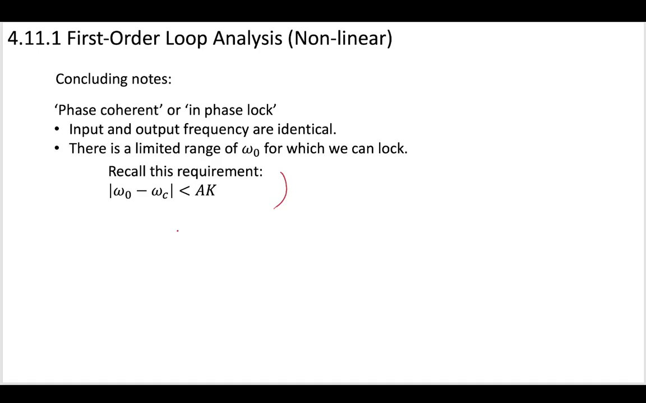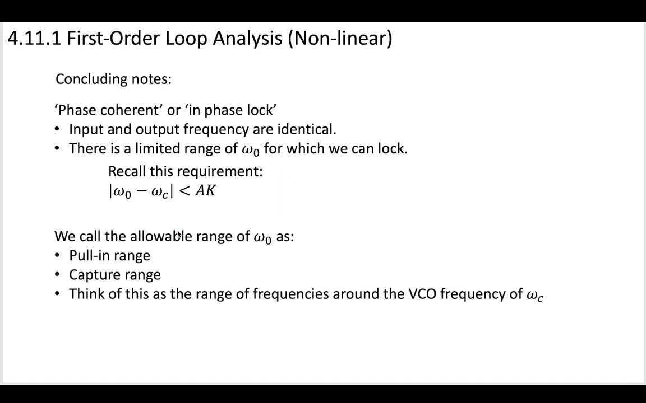So the absolute value of the incoming frequency minus that VCO frequency must be less than those system constants. Whatever range of this that you can get to phase coherency or phase lock, we call the allowable range, the pull-in range or the capture range. So this is some range of frequencies around the VCO. We can have our omega naught moving back and forth around some range of the VCO frequency, and it will still be able to get into lock. And we call that the pull-in range or the capture range.